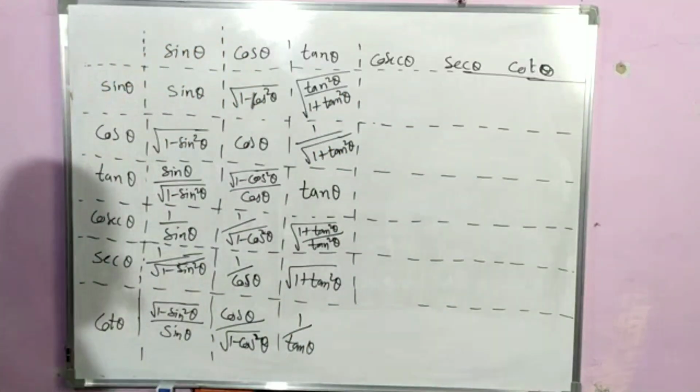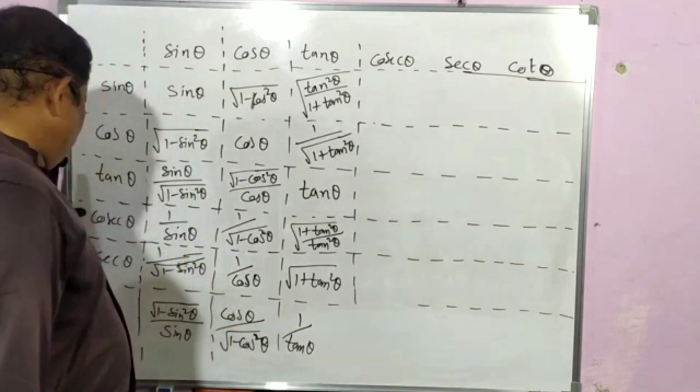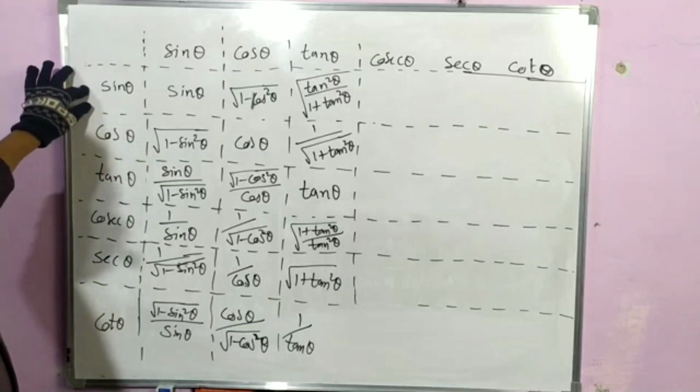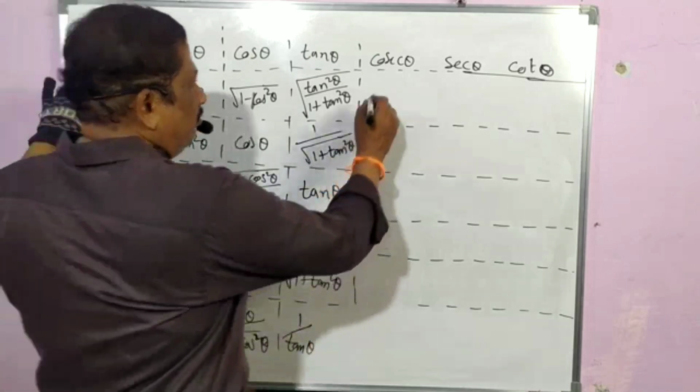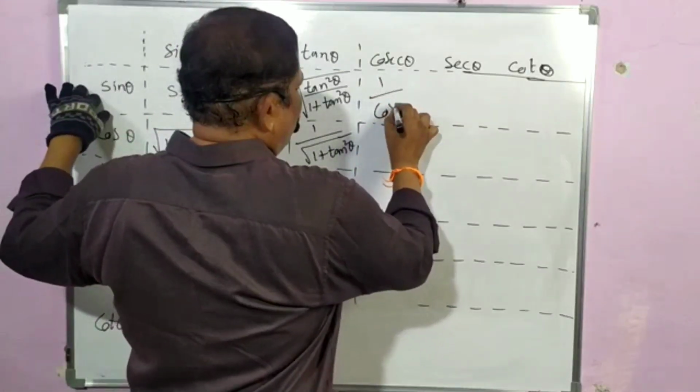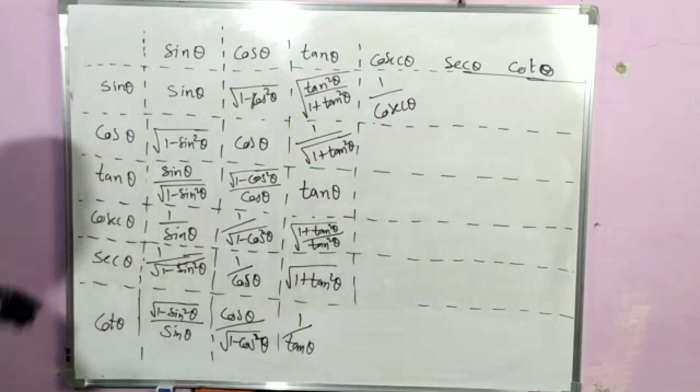Next, sine in terms of cosecant. Sine in terms of cosecant we write. The reciprocal of cosecant is sine, so 1 by sine is equal to cosecant. Cosecant theta is equal to 1 by sine. So sine theta is 1 by cosecant theta.